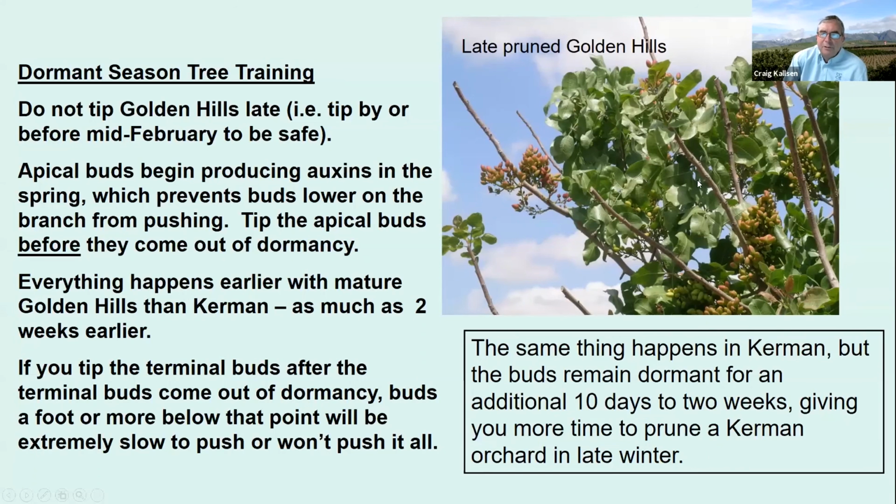This look also happens when we have low chill years. When we talk about the flagging branches, I don't know what's happening there, but generally if we had plenty of chill and you see this, it probably means you tipped those branches too late. And everything in Golden Hills happens as much as 2 weeks earlier than what happens in Kerman.